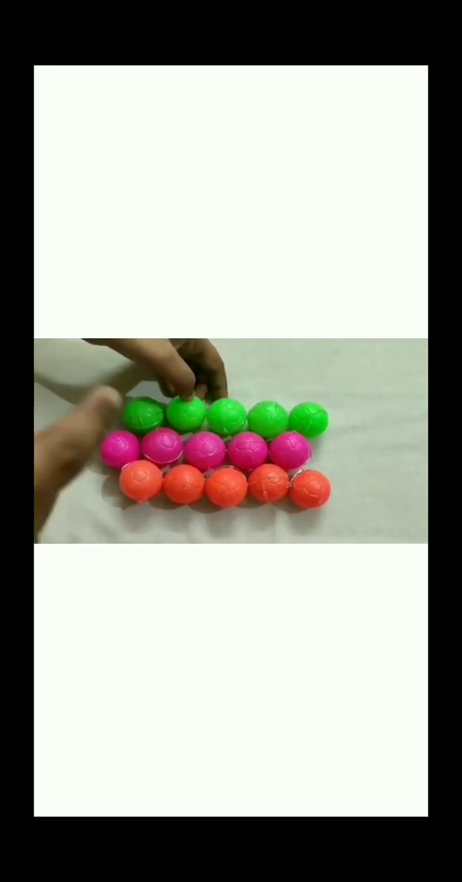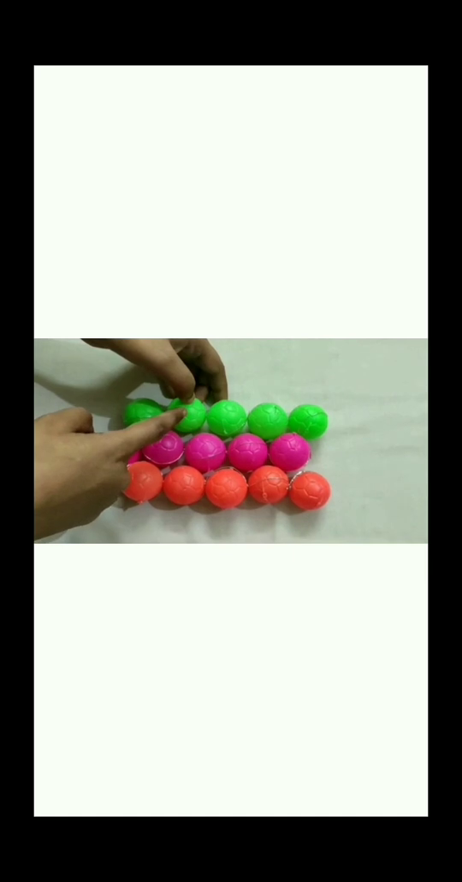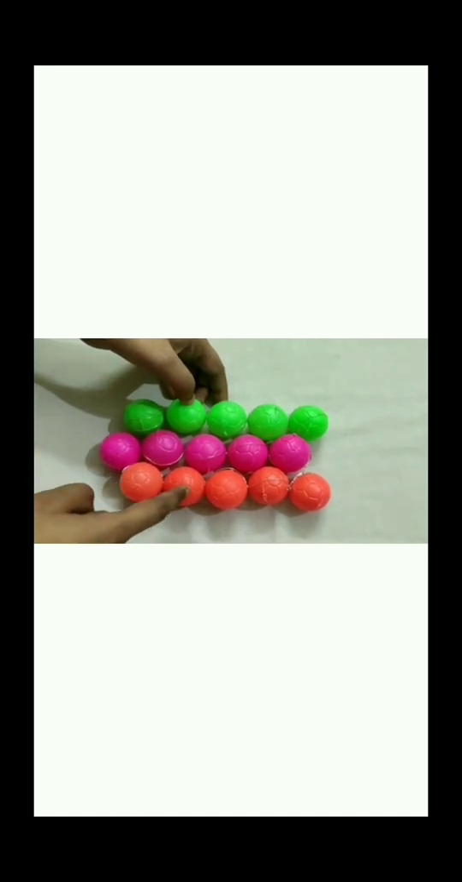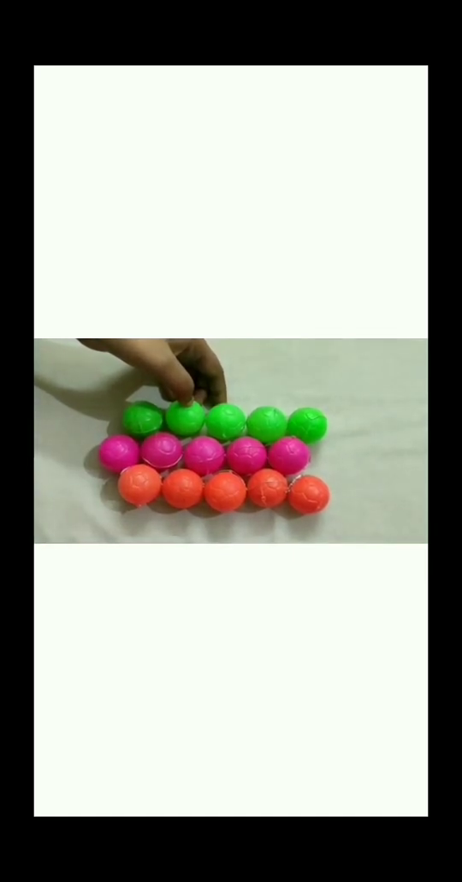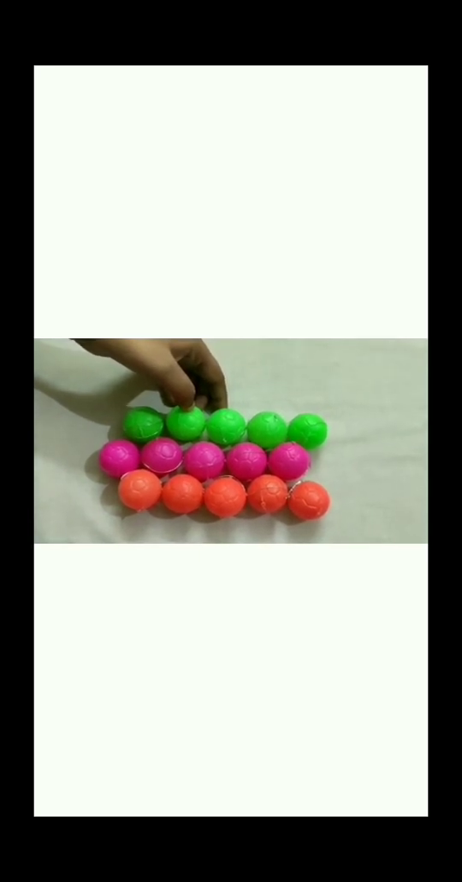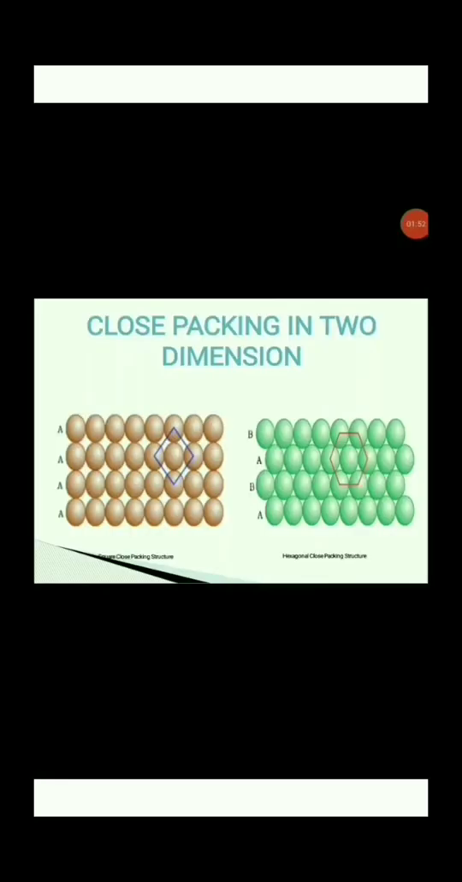Now if we talk about this atom over here, you can see this atom is surrounded by 6 spheres: 1, 2, 3, 4, 5, 6. So the coordination number in this case is 6. And if we join the centers of these surrounding spheres, we will get a hexagonal structure, due to which it is known as hexagonal close packing in 2 dimensions. Here you can see close packing in 2 dimensions.